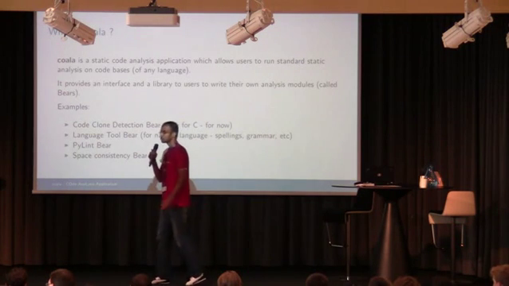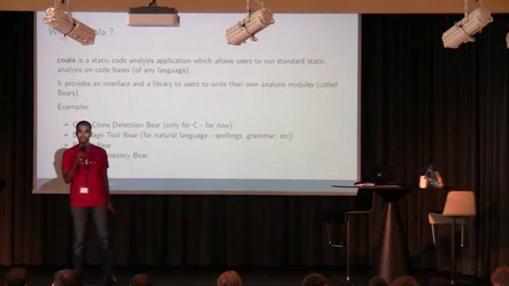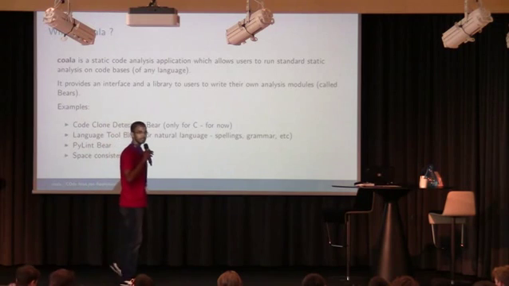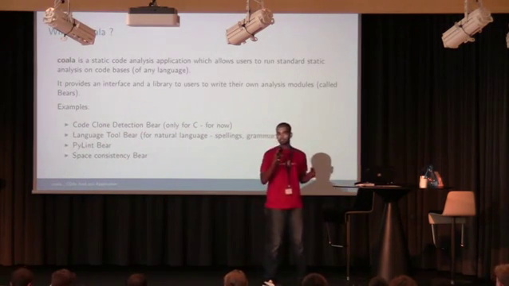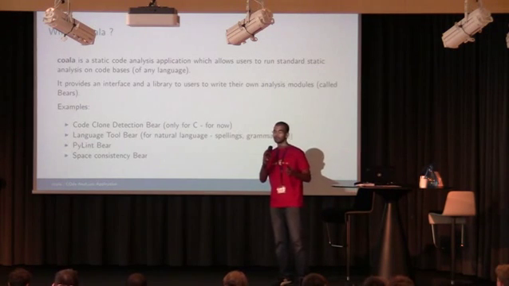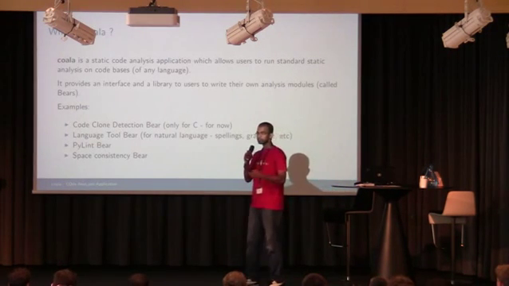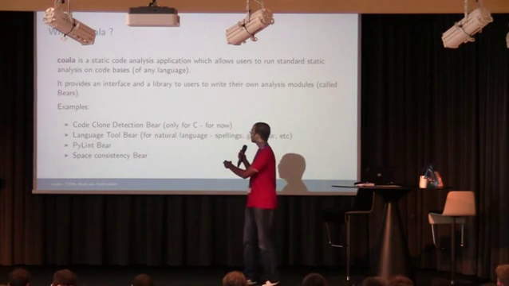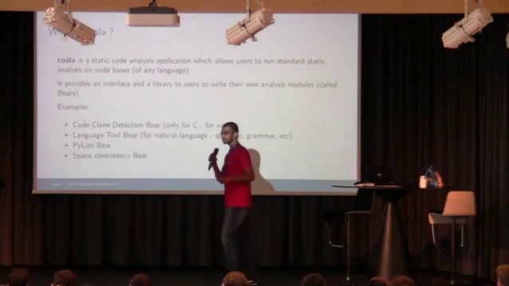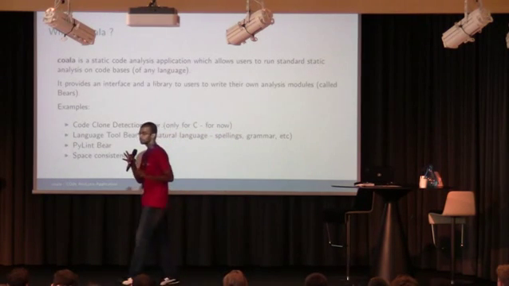So let me begin with what is Koala. Koala is a static code analysis software. What it does is it helps you run some piece of code that you have on a huge code base. Let's say you want to run a particular Python program on every single file in a code base, you can easily do this with Koala. How it works is you need to write bears. A bear is basically any code that you write which you want to run on the code base.